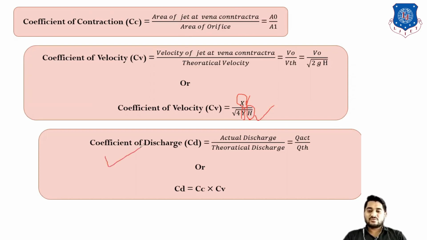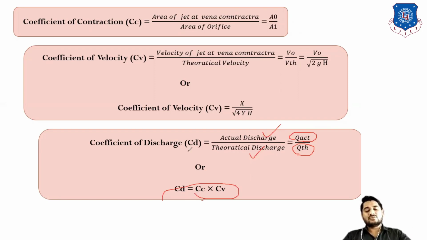Now the last coefficient is the coefficient of discharge, that means CD. CD is equal to actual discharge divided by theoretical discharge. As you are aware, in a real life situation the actual discharge must always be less than the theoretical discharge. So here Q actual divided by Q theoretical is known as CD, right? So the value of CD is always less than 1. Next, you can also represent CD, the coefficient of discharge, as CC into CV.